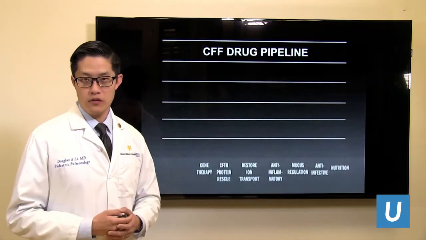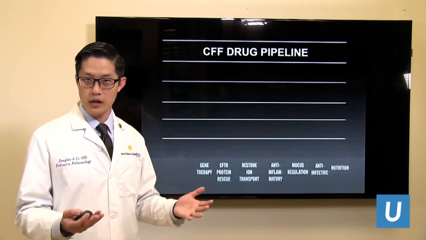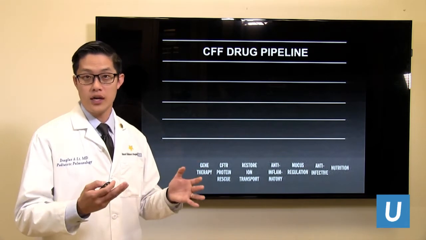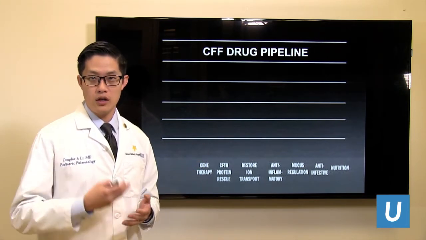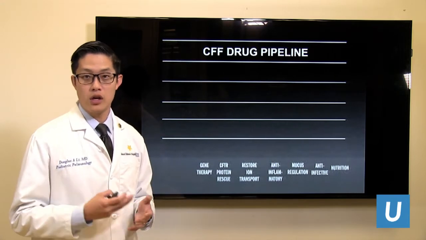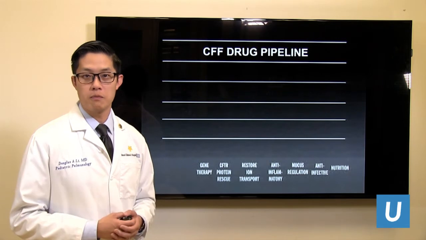So now we've characterized that CF is caused by an ion channel defect, which causes the mucus to be thick and unable to be coughed out, starting a vicious cycle of infection, inflammation, and damage with loss of lung function. What can we do about it?